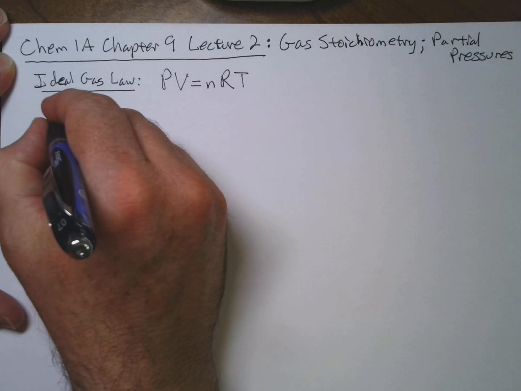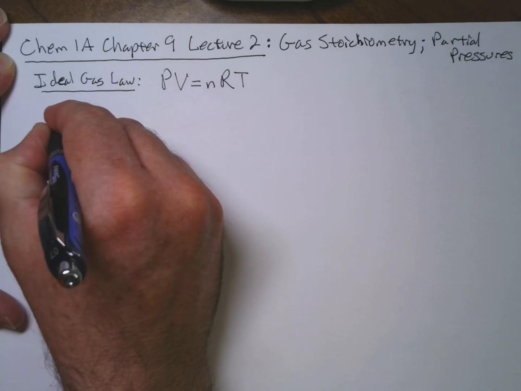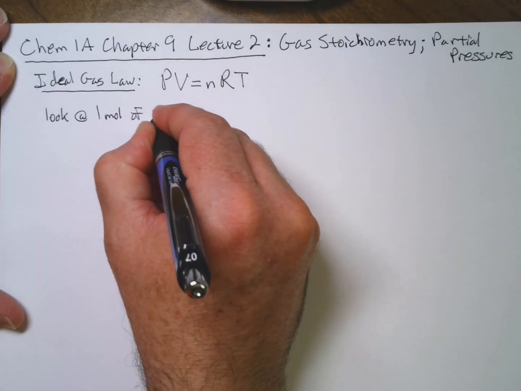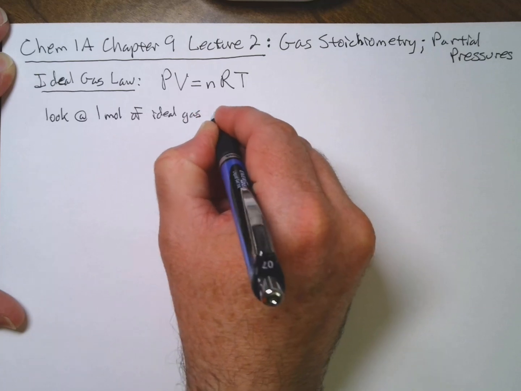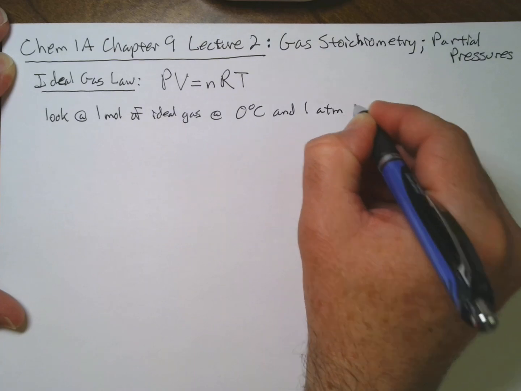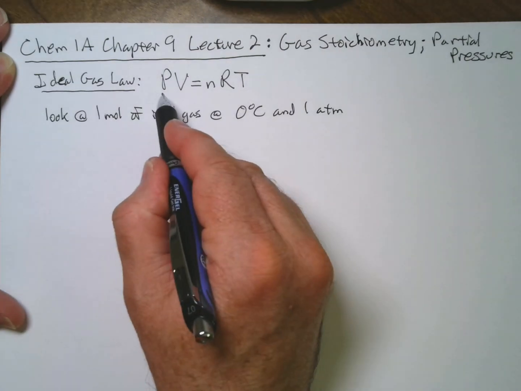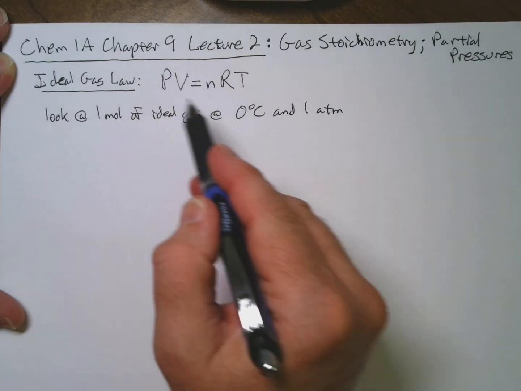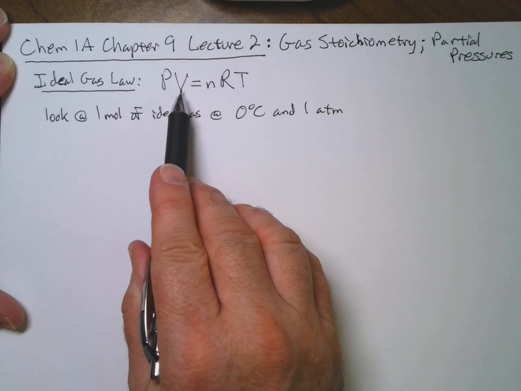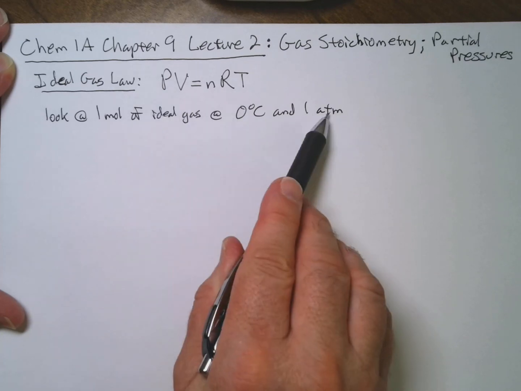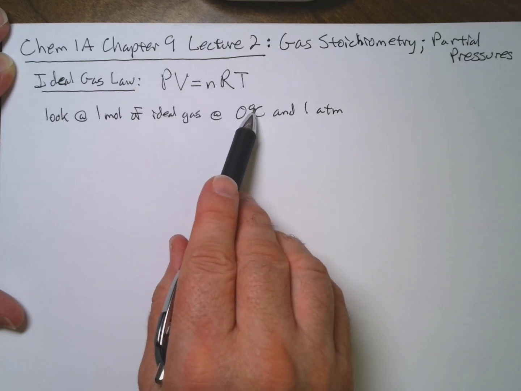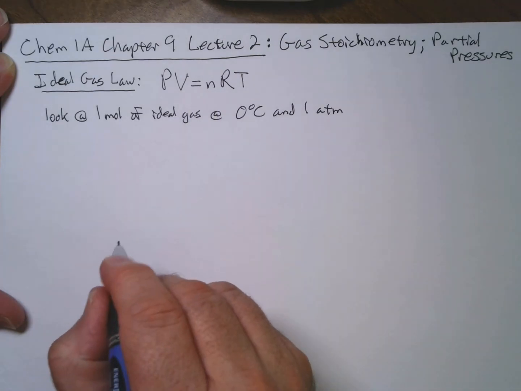So let's go ahead and take a look at 1 mole of an ideal gas at 0 degrees Celsius and 1 atmosphere. What I want to do is rearrange this equation for solving for volume, because I know the pressure, 1 atmosphere, I know the temperature, 273 Kelvin. Yes, you have to convert to Kelvin. And I know I have 1 mole of ideal gas.